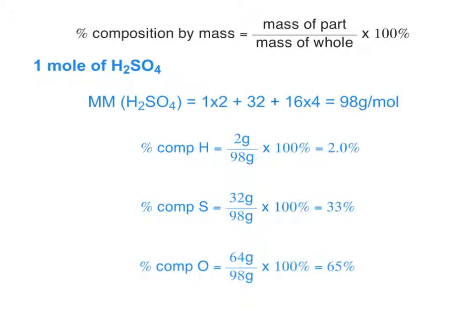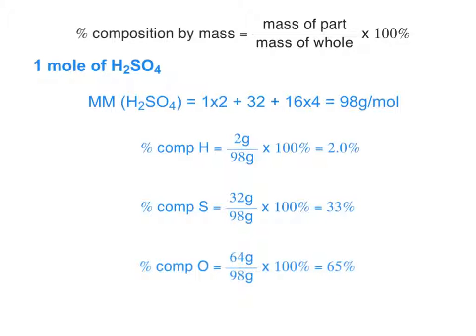And for the percent composition of the oxygen, we take all the mass that is coming from the oxygen divided by the mass of the whole sample, multiplied by 100%. The answer is 65%. So, out of our entire sample, 2% of all the mass would be coming from the mass of the hydrogen atoms, and 33% of all the mass of our sample would be coming from the mass of all the sulfur in the sample, and 65% of all the mass of our sample would be coming from the mass of all the oxygen.